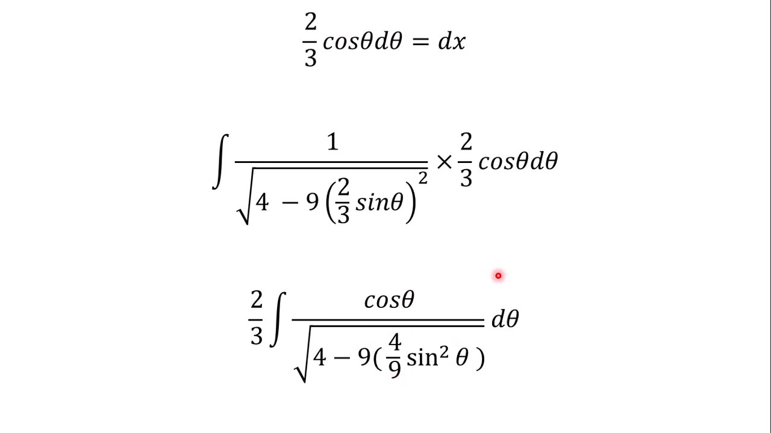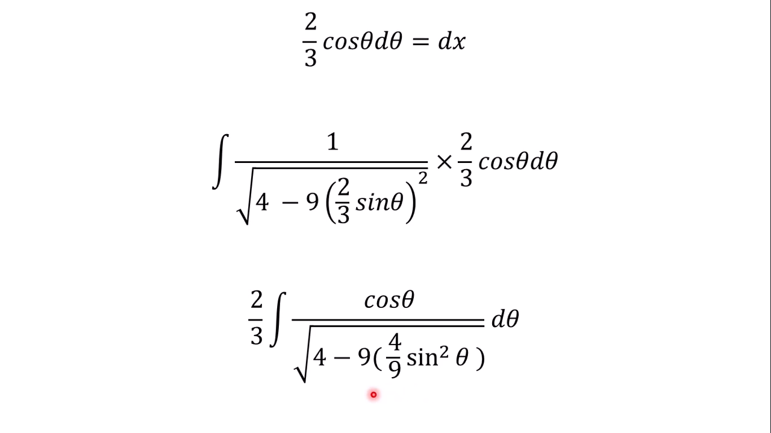So as I said, 1 times this one will give us cos theta, and then 4 minus 9 into bracket. Now when you square this, you're going to get 4 over 9 sine theta squared. Sorry. Okay, so here when you open the bracket, this 9 and this 9 will cancel out, and we are left with 4 sine theta squared.